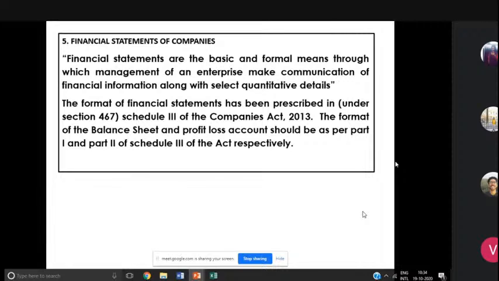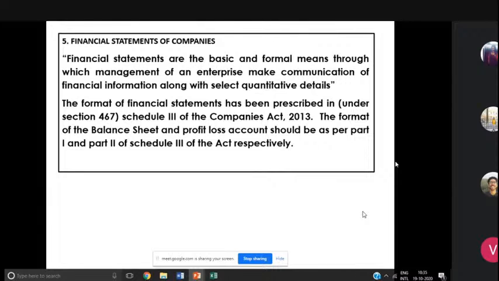Now, another MCQ they might ask. When the Companies Act was passed in India, latest Companies Act 2013, financial statements are given in which schedule of the Companies Act? Schedule 3. Under which section? Section 467. That is why in one sentence I have put all three MCQs. The format or the specimen of financial statements has been prescribed under section 467, Schedule 3 of the Companies Act 2013. There can be 3 MCQs on this, not 1.